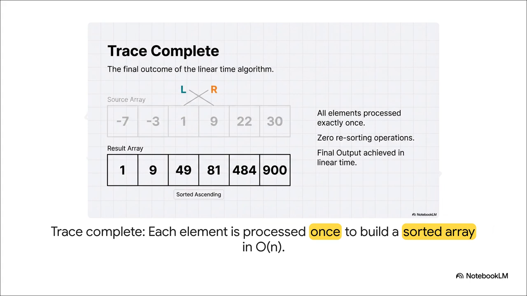And we just keep doing this over and over. Compare, square, place, and move a pointer. We do this until our 2 pointers finally meet or cross each other. And by the time we're done, what do we have? A perfectly sorted array of squares. The most important part is that we only had to look at each number one time. That's a single, super efficient pass.